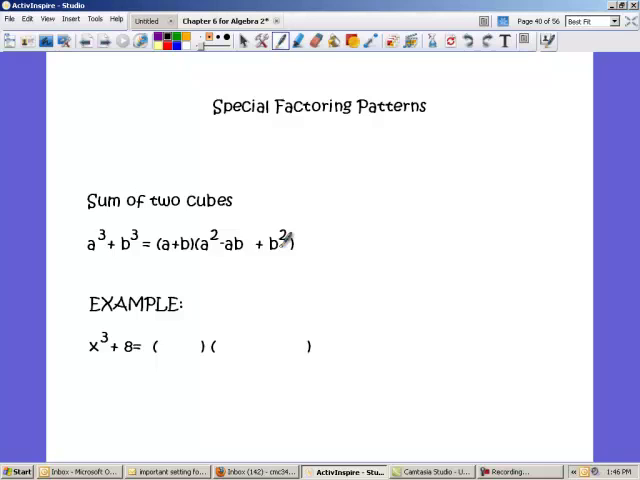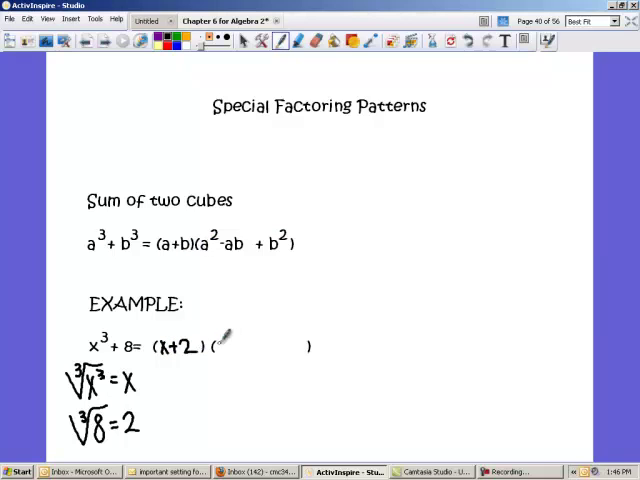So down here we have x to the third power plus 8. And I know that I can take the cube root of x to the third, and I'll just show you that. And I know the cube root of 8 is 2, and you can get that in your calculator as well. So this becomes my a, and the 2 becomes my b, and I'm going to follow exactly what they have here. So a plus b, that's x plus 2.